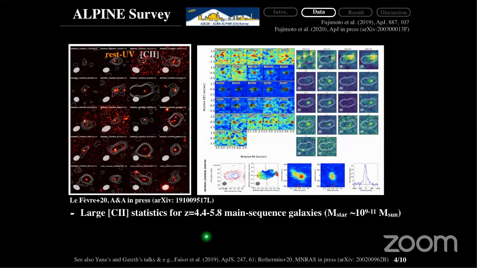And now these two questions can be addressed by the ALPINE survey. ALPINE is one of the ALMA large programs in cycle 5 targeting [CII] for over 100 main sequence galaxies at redshift around 4 to 6. The successful [CII] detection offers us a variety of exciting studies, and in Olivier's paper, we carefully classified the galaxies into 5 categories based on morphology and kinematic features based on these large ancillary datasets.